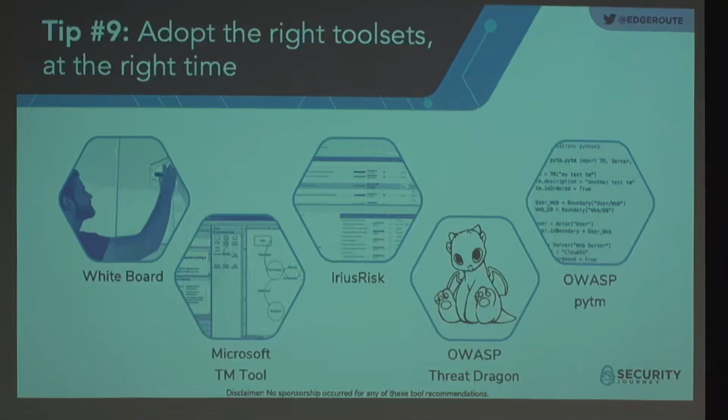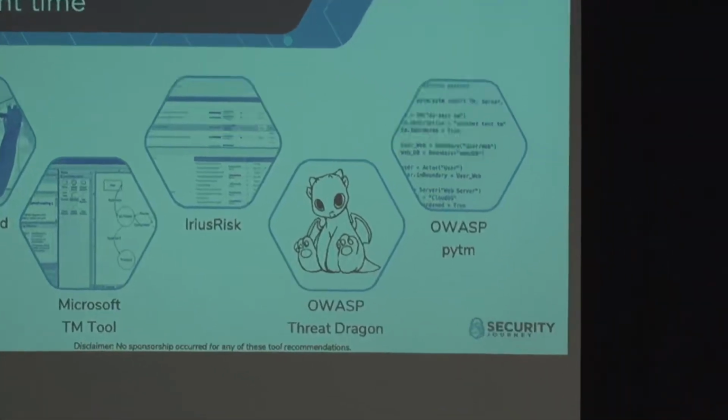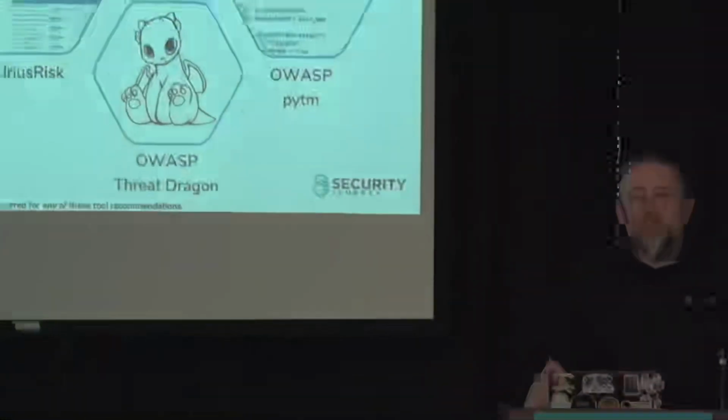So IriusRisk is a commercial tool. Stephen de Vries, the CEO of IriusRisk, was one of the Threat Modeling Manifesto authors. I still like their tool. I think it's the best tool out there. It does a good job of melding the requirements together, gives you a drawing engine, and a lot of really good templates, so you don't have to start from scratch. So I like it.